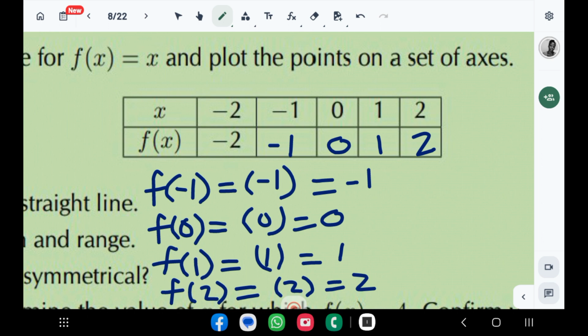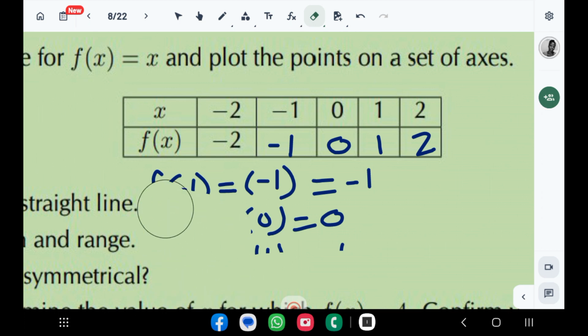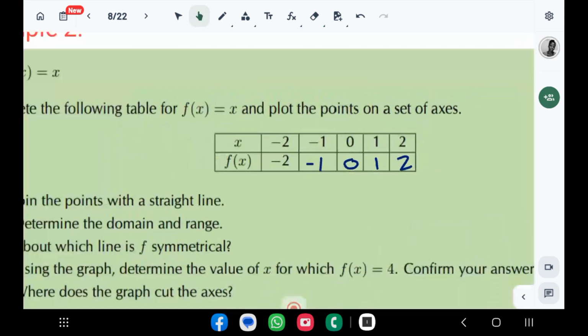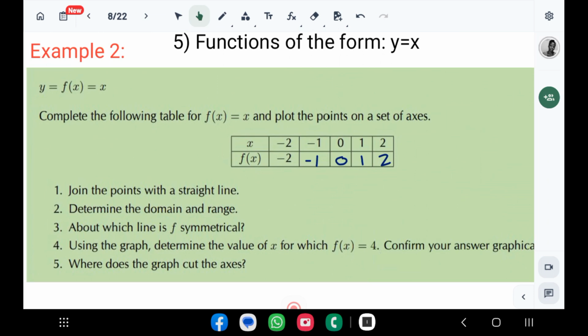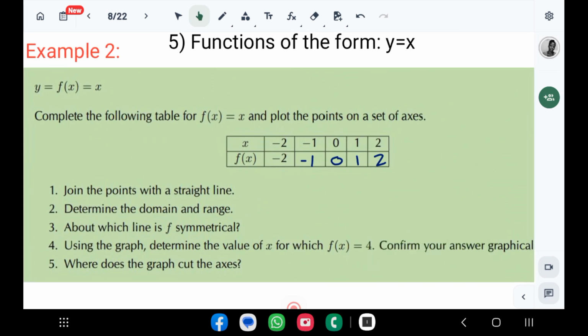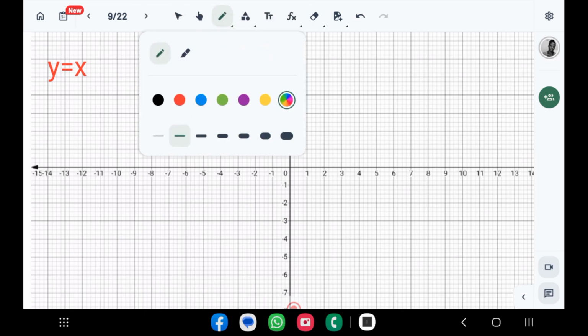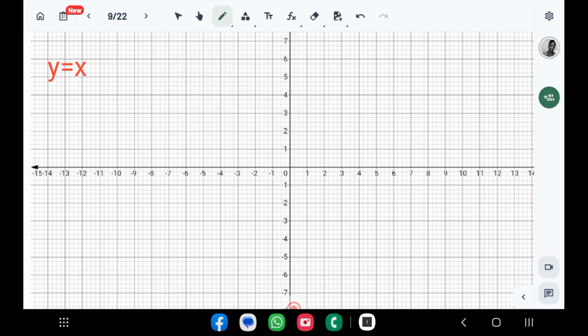Easy peasy. Now let's remove this so we don't get ourselves confused. All right, now let's plot the graph. Join the points with a straight line. Let's plot the points first. Notice that for each x value, you've got the same y value. Okay, let's plot this on a set of axes. We're going to plot the red graph now.